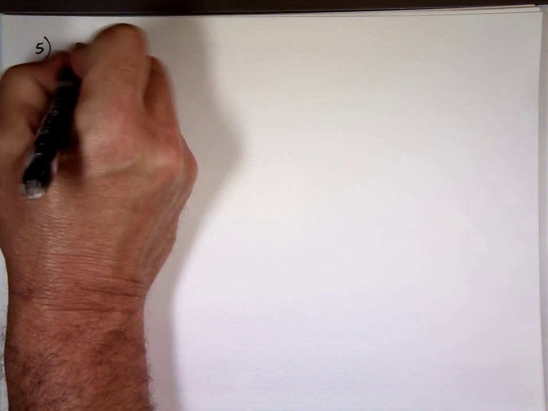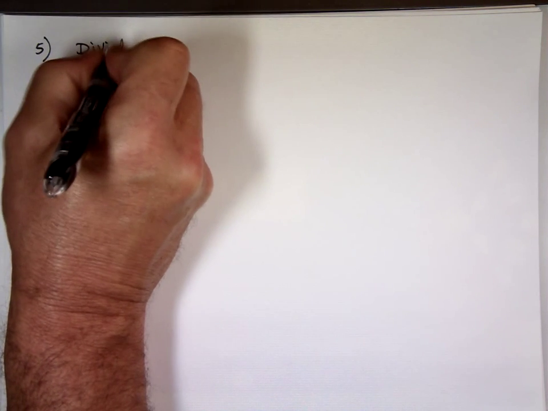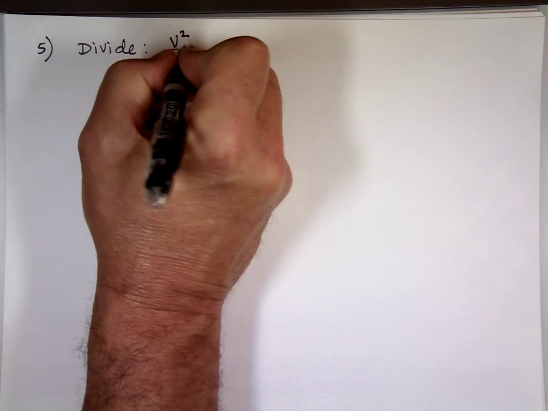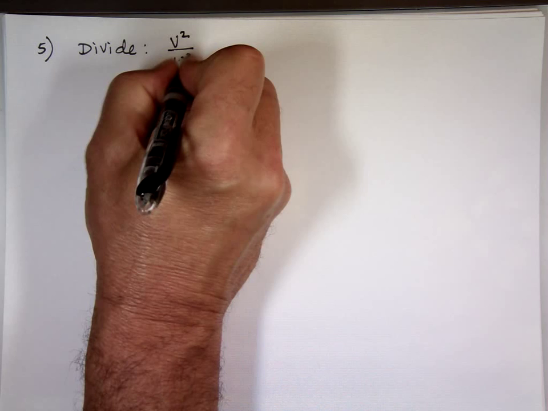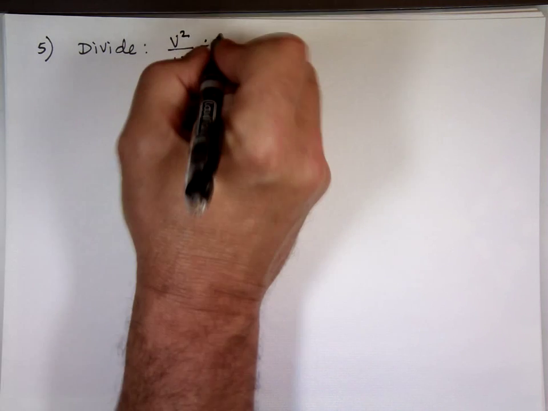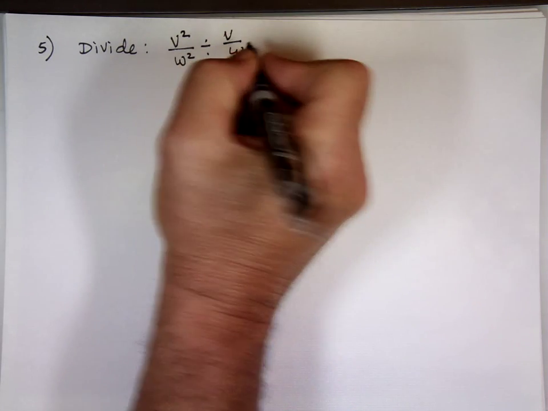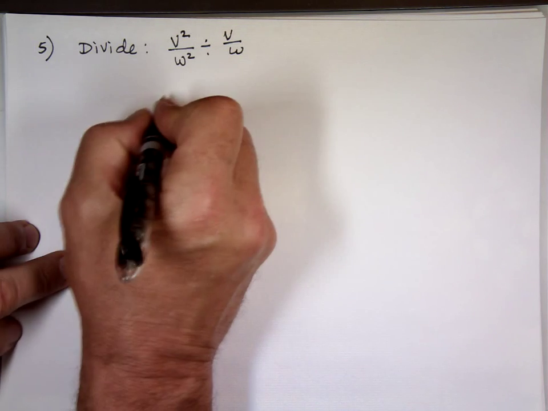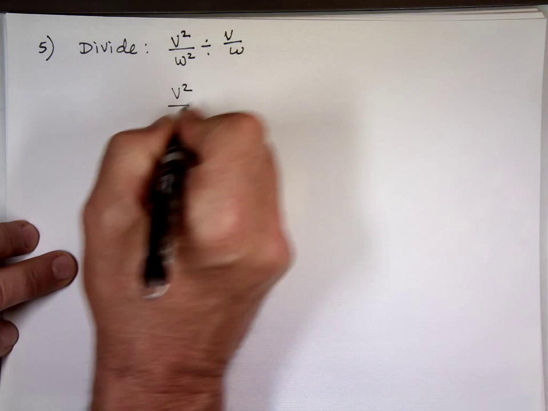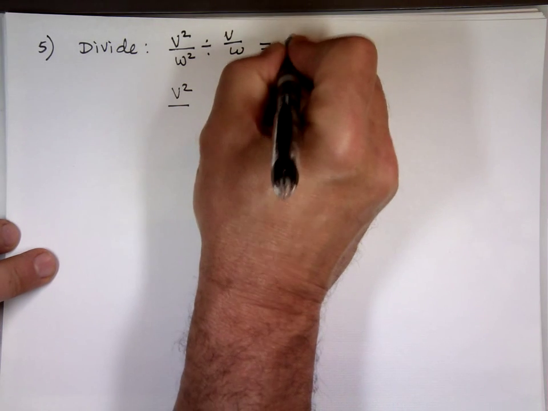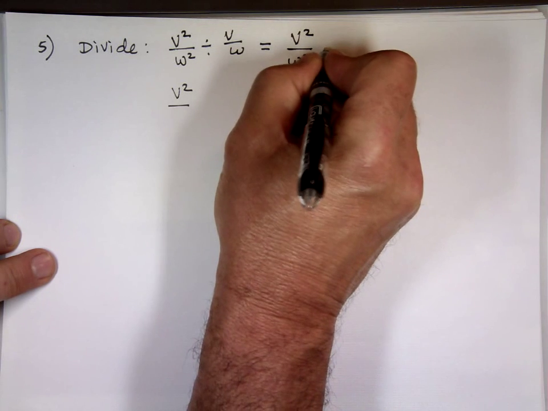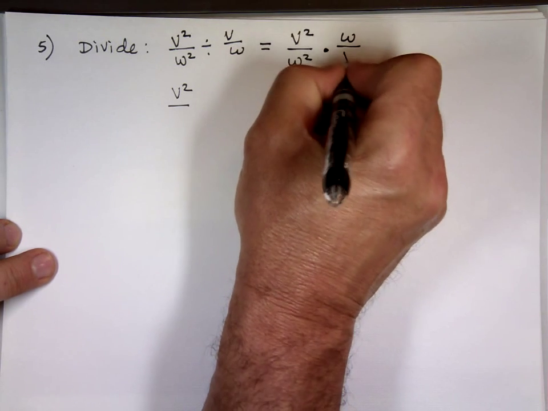Five. Again, divide, that means divide and simplify. v squared over w squared divided by v over w. So this is v squared over w squared, well, let me put it next to it so save some paper. v squared over w squared times w over v.